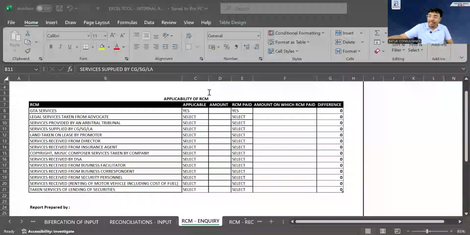So the applicability of RCM completely depends on your consignment note. Land taken on lease by the promoter. Suppose you are analyzing the financial statement of a company, okay, and in that case the promoter is going to pay the lease rent. In that case, the recipient is liable to make the payment of taxes.